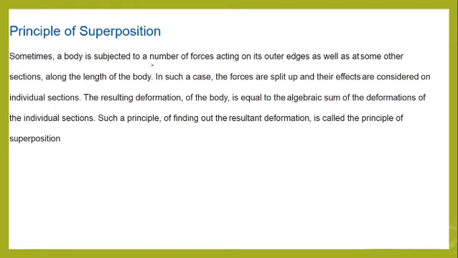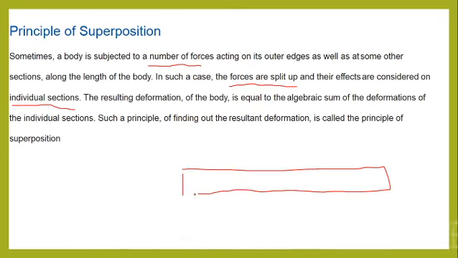Sometimes a body is subject to a number of forces acting on its outer edge, as well as sometimes at sections along the body. In such a case, forces are split up and their effects are considered for individual sections. Suppose here is a beam, and we have one force here, at a distance another force here, and at a distance another force here. If we are analyzing these forces, we will consider this section alone, this section alone, and this section alone. We will gather the effect of all three sections at the end.